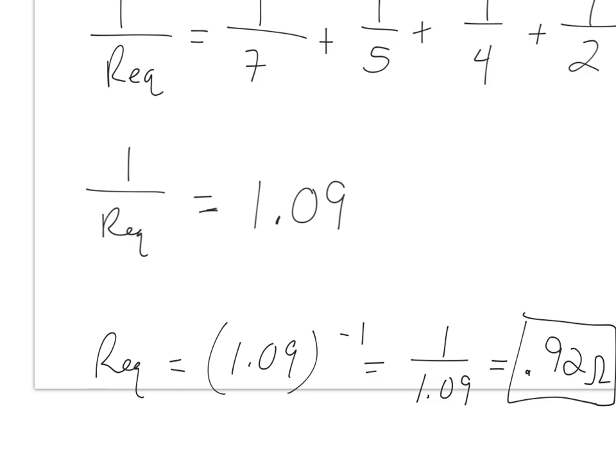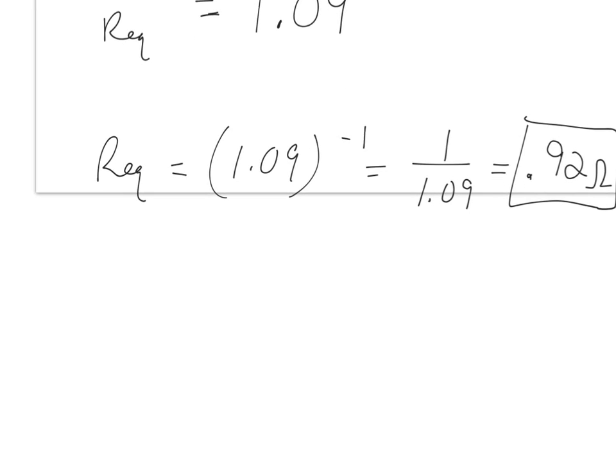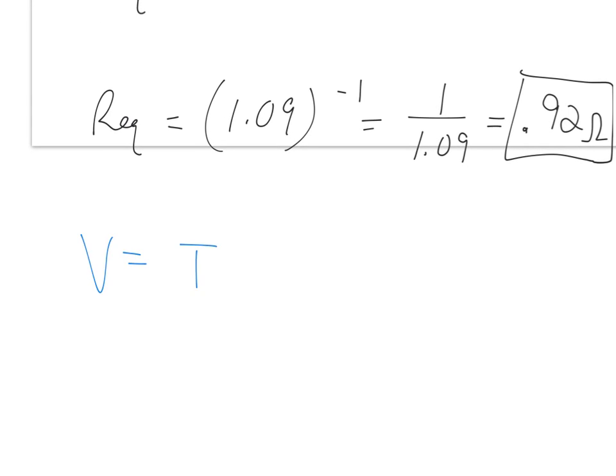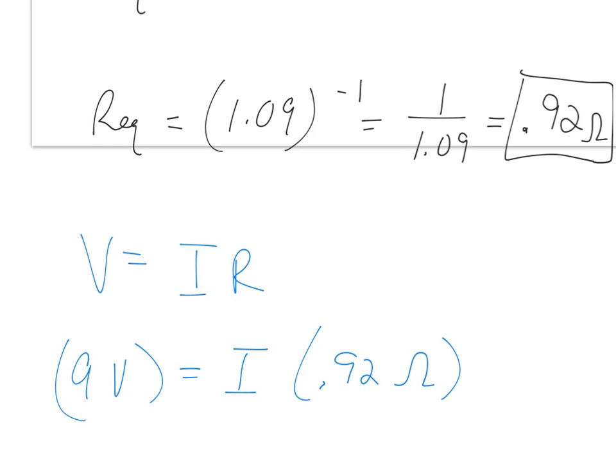And let's figure out the current right now. How do I find the current? V equals what? What's Ohm's law? V equals IR. Well, we've got R. We're looking for I, aren't we? The voltage supplied to the system is 9 volts. The current is what we're looking for coming out of the actual source. We've got the equivalent resistance. That's going to be 0.92. Okay, remember, this is for the system.